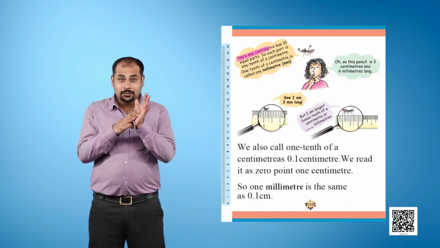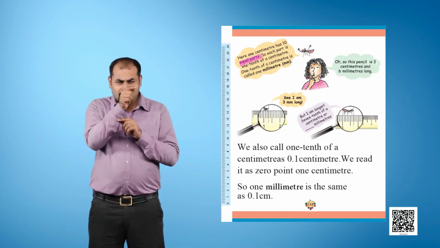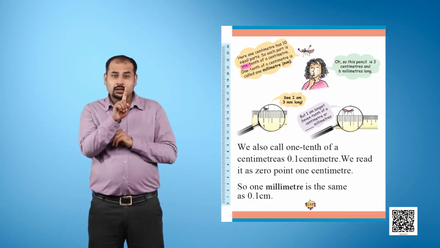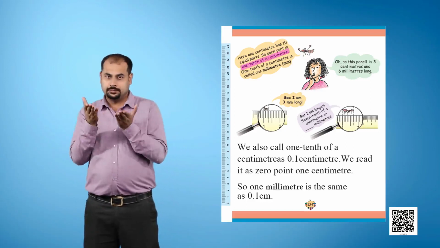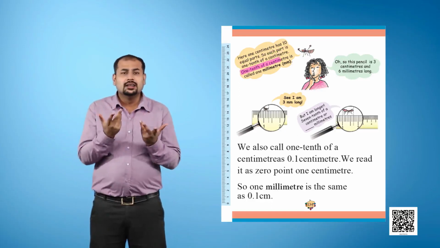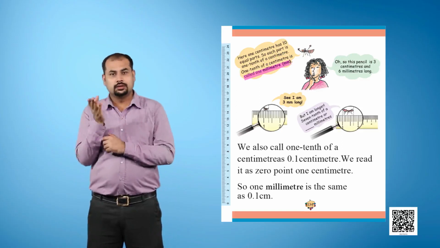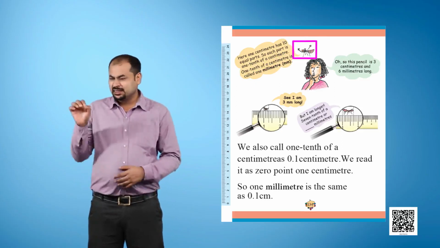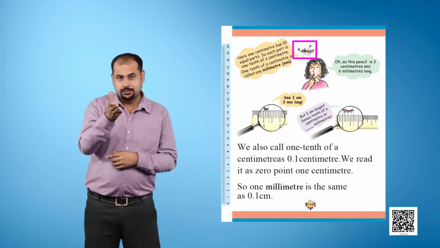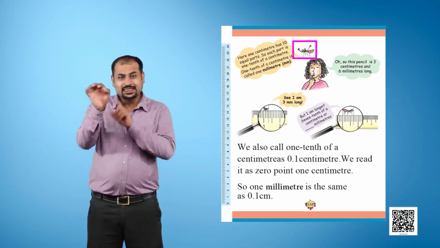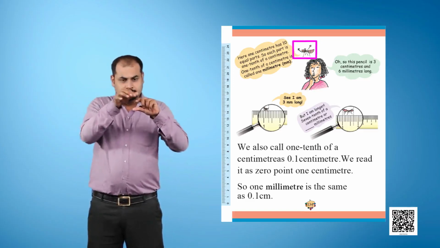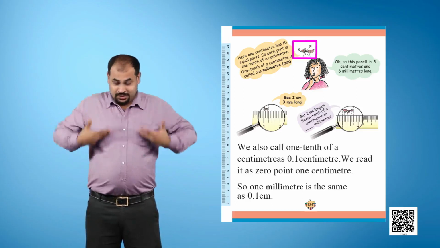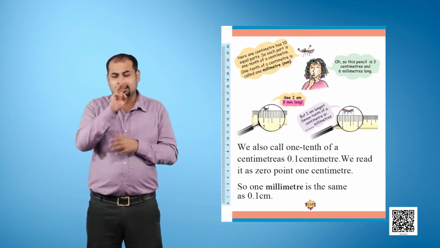Here 1 centimeter has 10 equal parts. So each part is 1/10 of a centimeter. 1/10 of a centimeter is called 1 millimeter. This knowledge is given to us by one of the flies passing by. And that same fly then sits on the scale and tells us, when we look at it through the lens, see, I am 3 millimeters long.